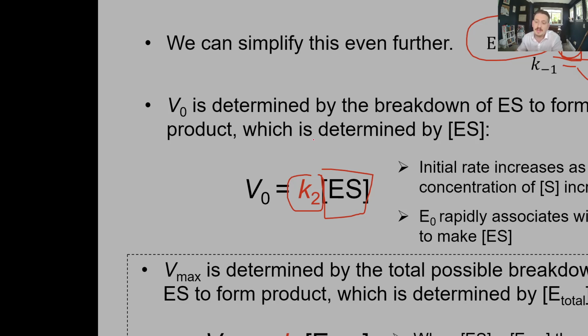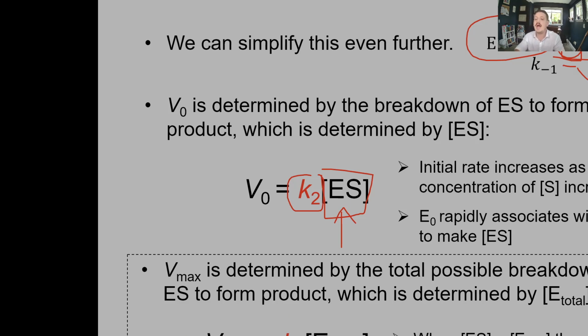Because measuring what ES is can sometimes be a little bit fiddly. In the pre-steady state, measuring what concentration ES is can be a little bit fiddly. But the one time that we do know exactly what ES is, is in the steady state. Now, remember that in the steady state, ES is equal to E total, right?